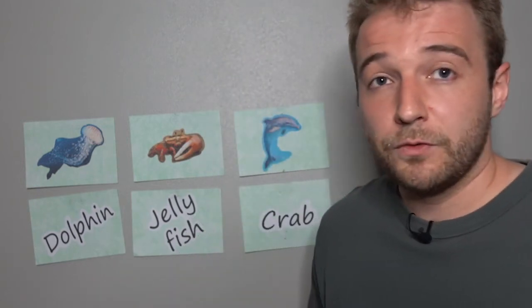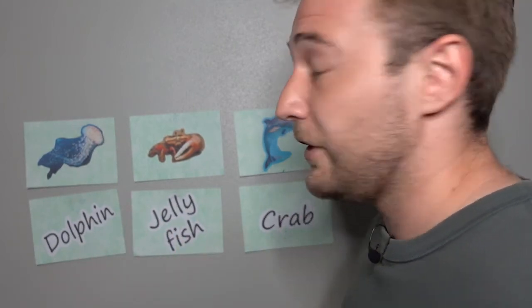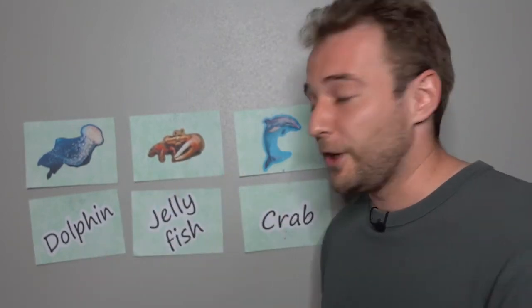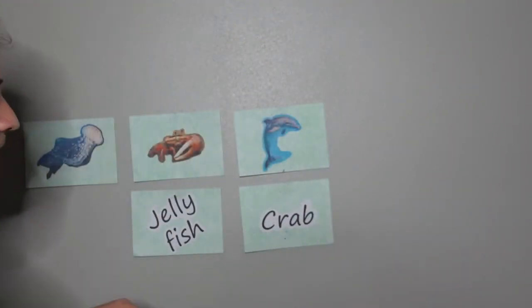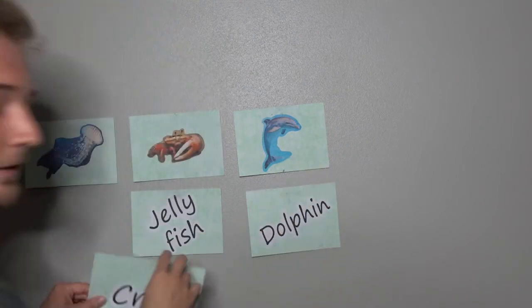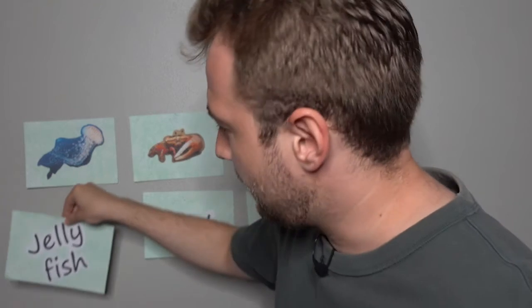So go 1, 2. They run up to the board and swap the words around, matching the correct picture. So for example, you would go 1, let's go. So just to show you what the students actually do, they would have to run up and swap the words to match the right picture. So they would take dolphin, put it next to dolphin, crab, put it underneath the crab, and jellyfish, and put it under the jellyfish. So they have to mix them up and put them with the correct picture.